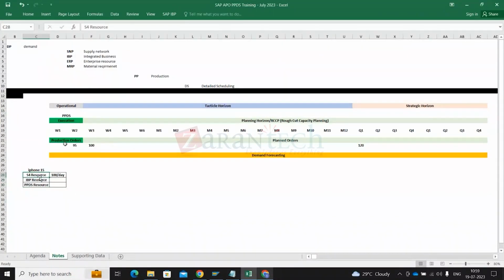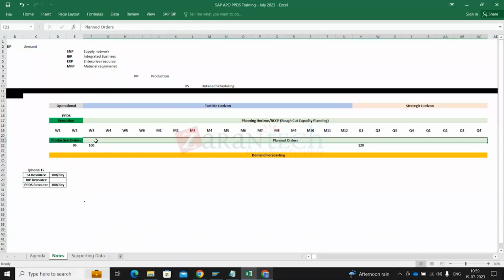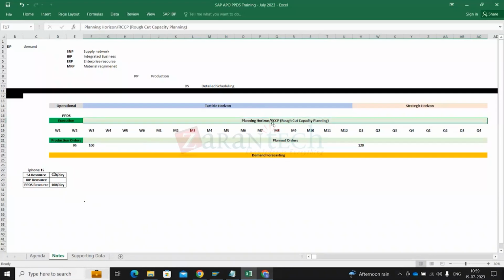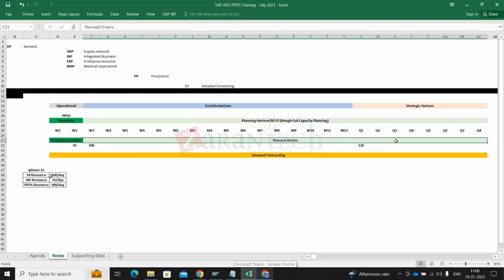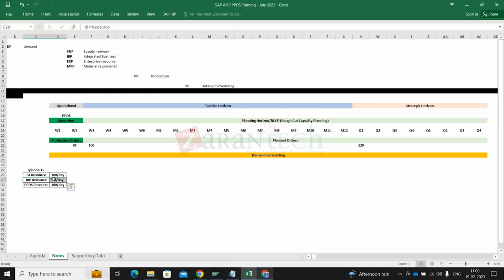Usually we keep S4 and PPDS exactly the same, because in S4 we maintain the actual, and in PPDS we also have to maintain the actual, because that is what is doing the manufacturing. So the production orders created in the execution would be considering 100 per day. But when we transfer this resource to the rough cut capacity planning horizon, the capacity we send with some sort of efficiency rate. So we say 95% efficiency rate. So 95% of 100 would be 95 per day. This horizon in its entirety will be doing the planning based on the resource capacity as 95 per day.